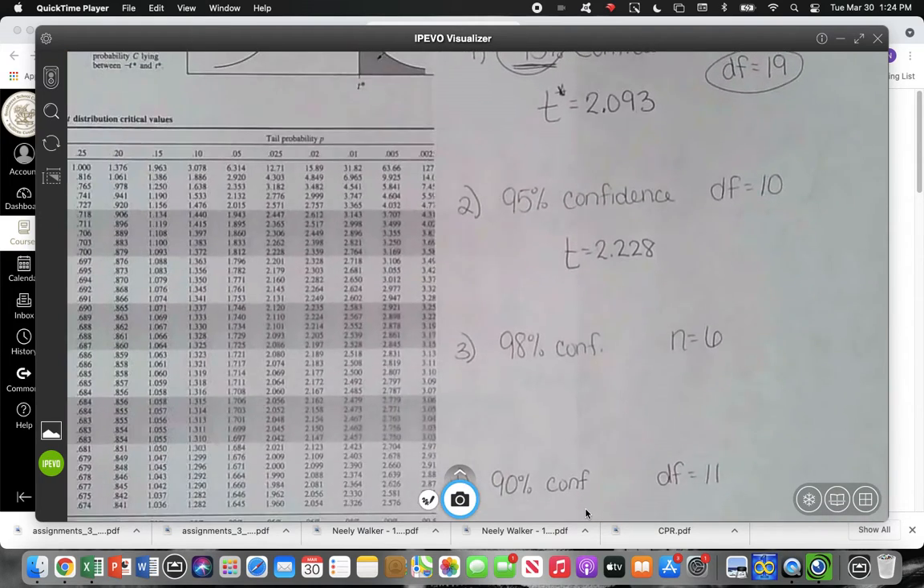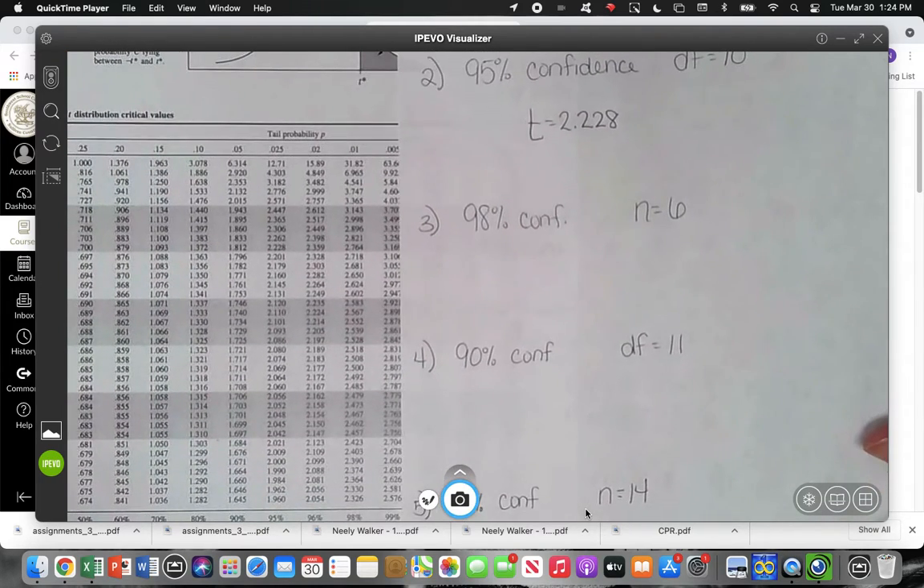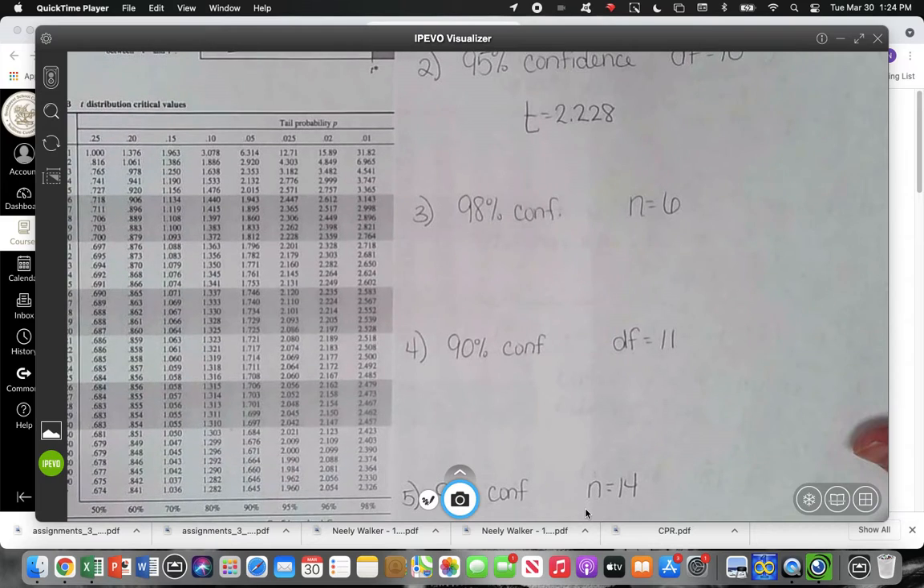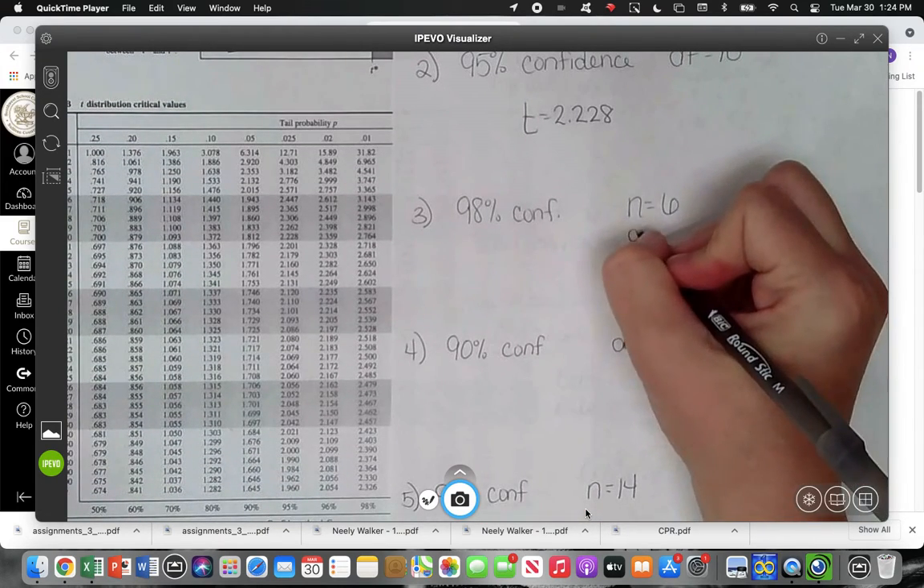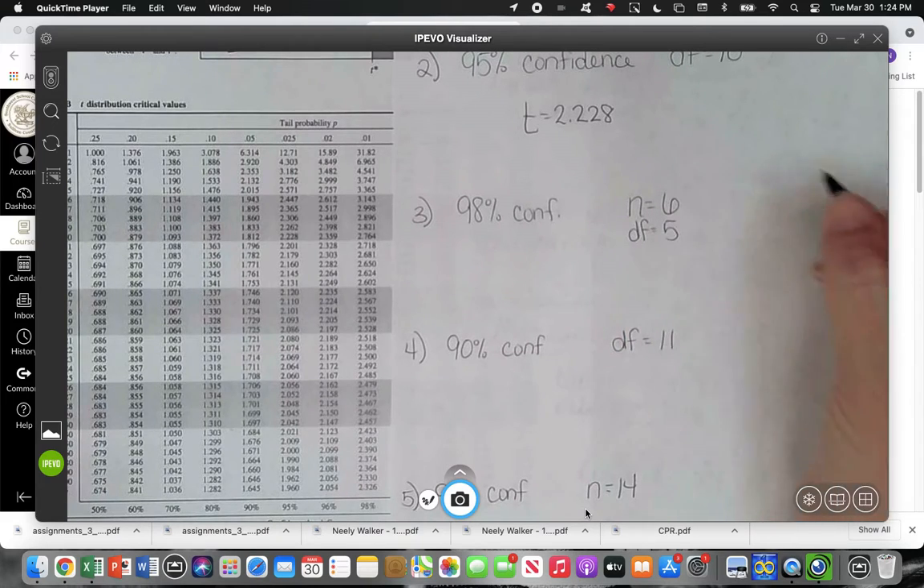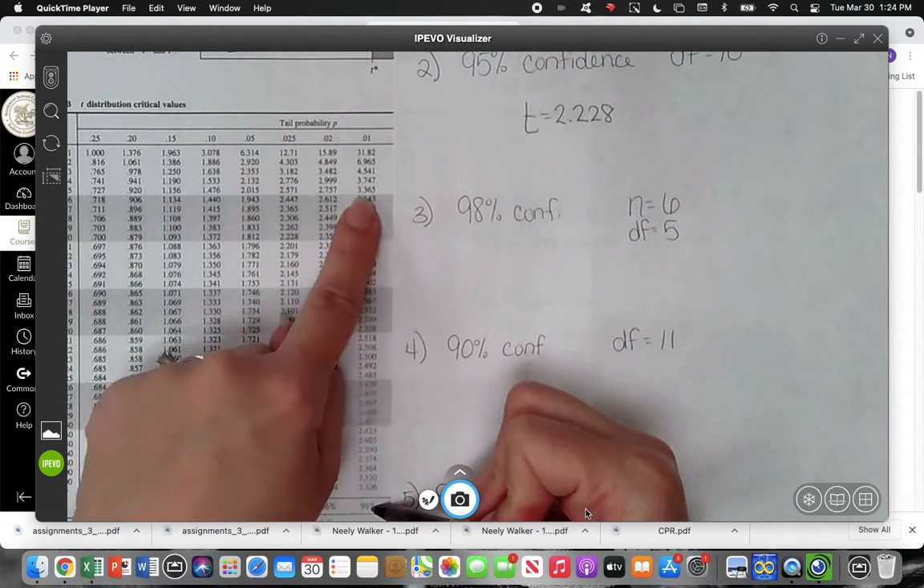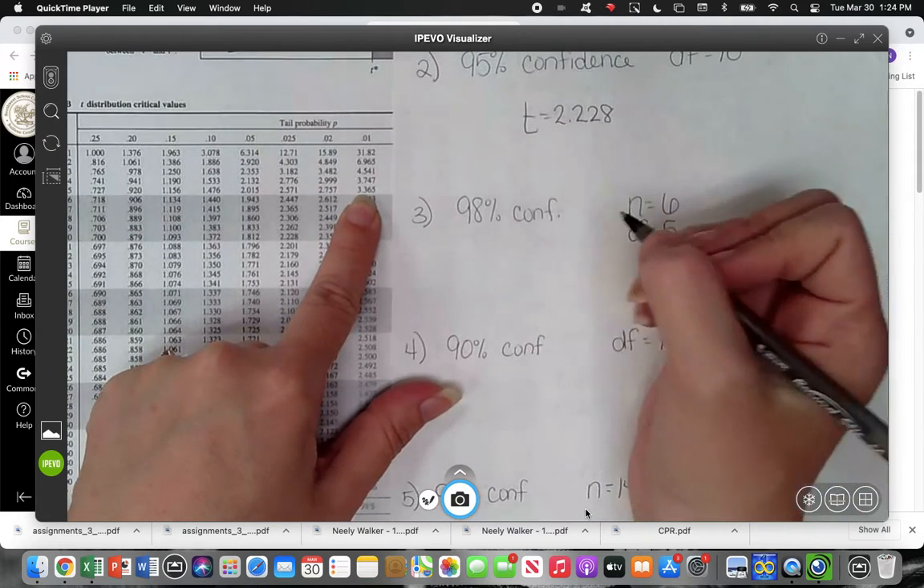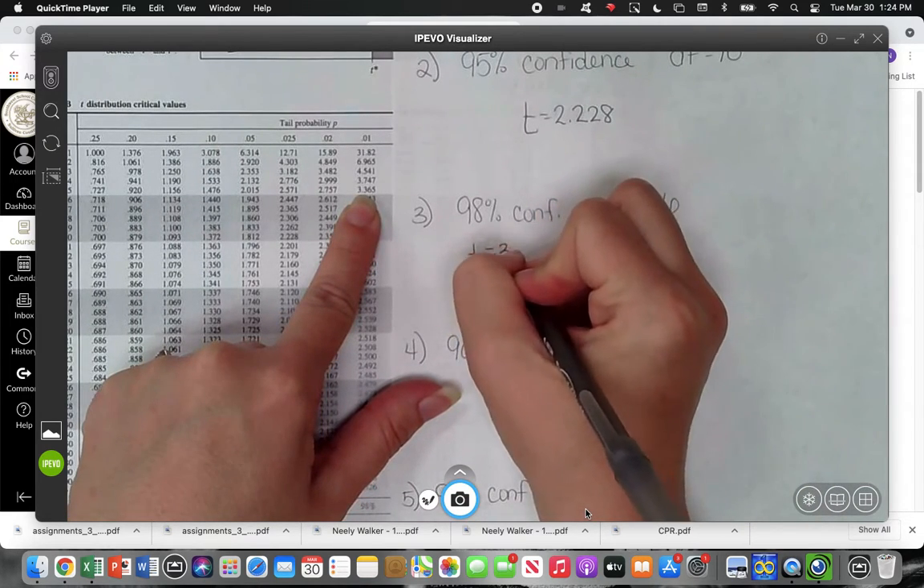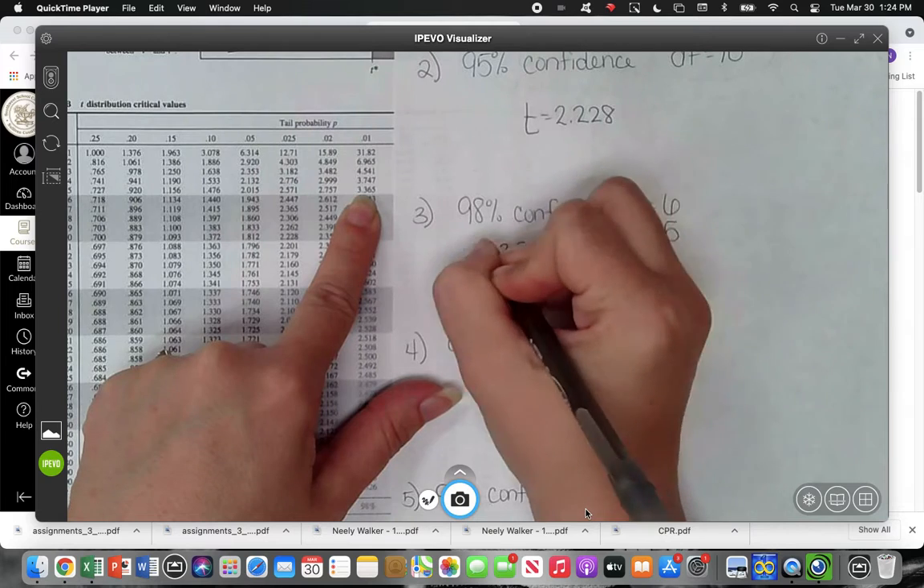All right, so we've got a couple more. 98% confidence, so I'm going to find 98% here. My n is 6, so that means my degree of freedom is 5. 98%, 5 degrees of freedom. Go where they meet. We get a t-value of 3.365.